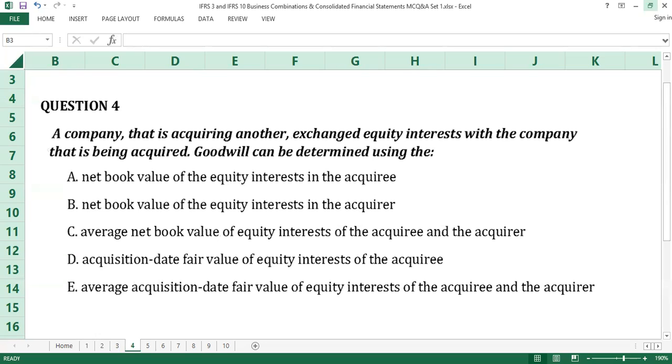Question number 4. A company that is acquiring another exchanges equity interest with the company that is being acquired. Goodwill can be determined using the dash. A, net book value of the equity interest in the acquiree. B, net book value of the equity interest in the acquirer. C, average net book value of equity interest of the acquiree and acquirer. D, acquisition date fair value of equity interest of the acquiree. E, average acquisition date fair value of equity interest of the acquiree and the acquirer. Time counts.